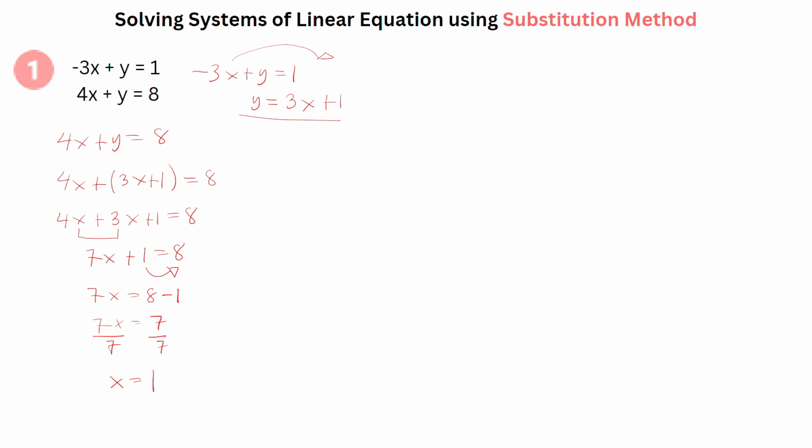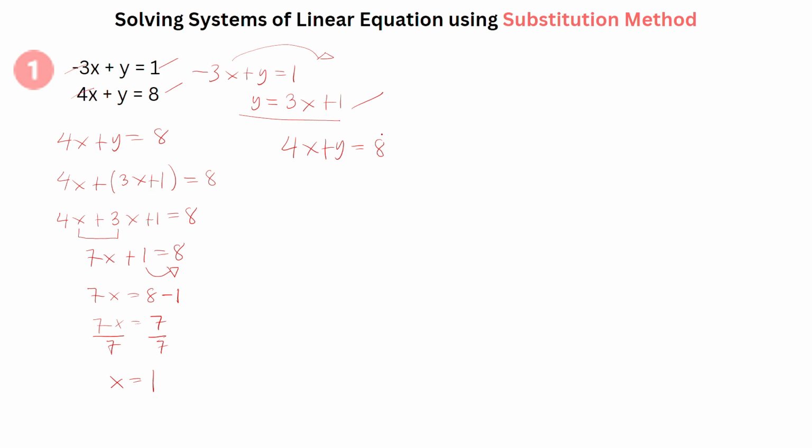But are we done already? Not yet, because in solving systems of linear equations, we need to solve for both x and y. So now we have the value of x. Now, what's the value of y? Actually, we can select either of the two equations. Let's say, for example, we use 4x plus y equals 8. Again, either of the two, you will have the same answer. So I will use the equation 4x plus y equals 8.